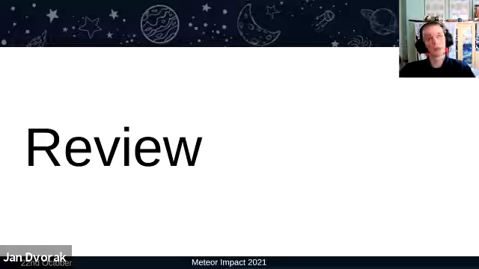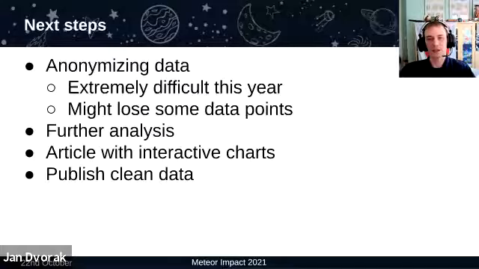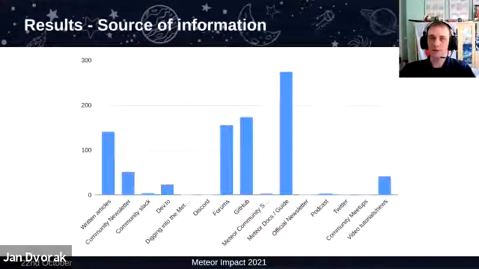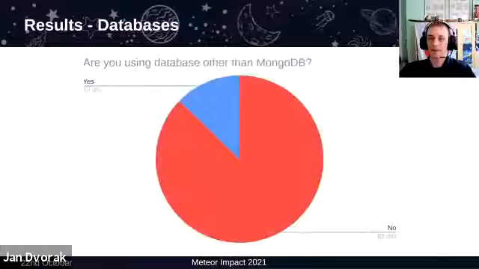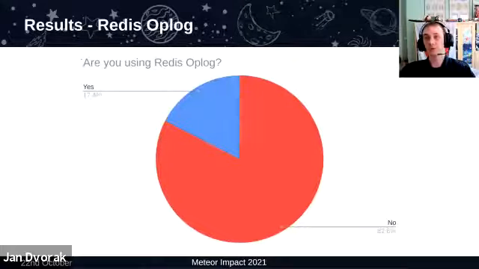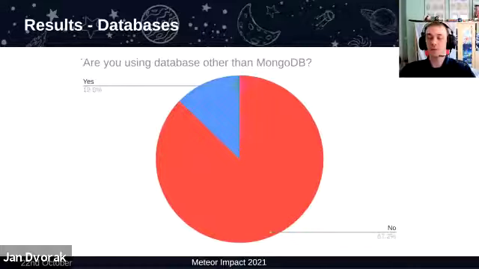So half an hour in, and it's time for reviewing what all of this means. I've covered it a lot. One thing I would say is that the technology stack is not really changing that much when it comes to GraphQL, oplog. Newly, now we know that there's also at least part of the community that uses other databases than MongoDB. So that's something probably to continue to explore and play with in the future.